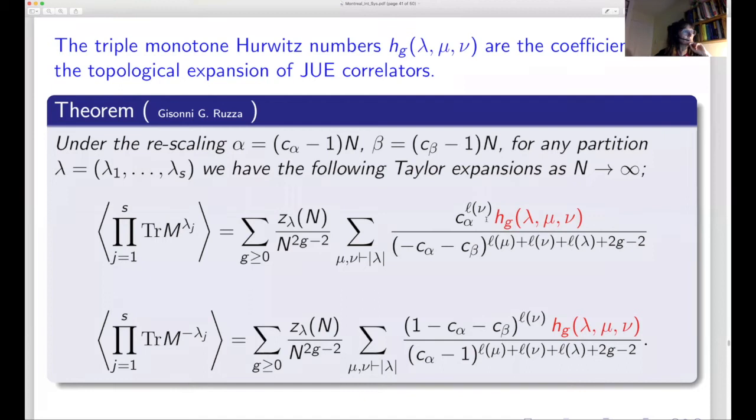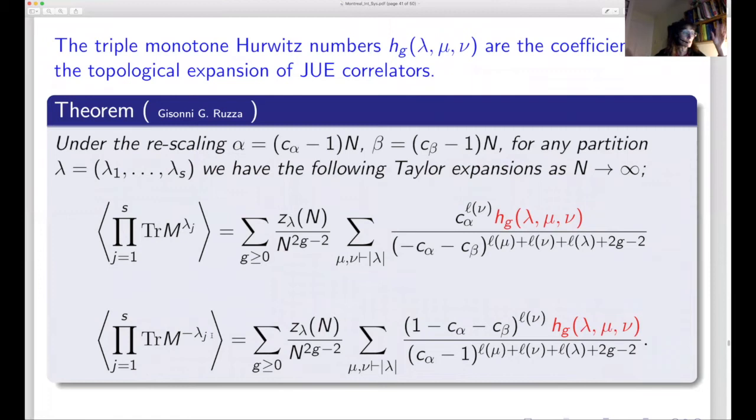Also in this case it will be a weighted Hurwitz number because you cannot distinguish partitions which have the same length. So partitions which have the same length are indistinguishable, and here we sum over all the coefficients, all the numbers which have the same length. When you calculate the negative correlator, trace m to the minus lambda j, for the Laguerre ensemble, they were different. The objects in this case are exactly the same.